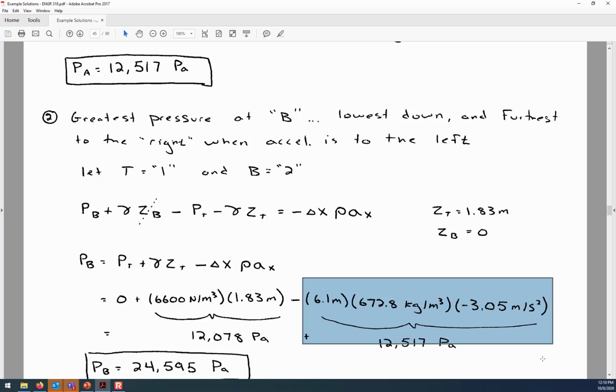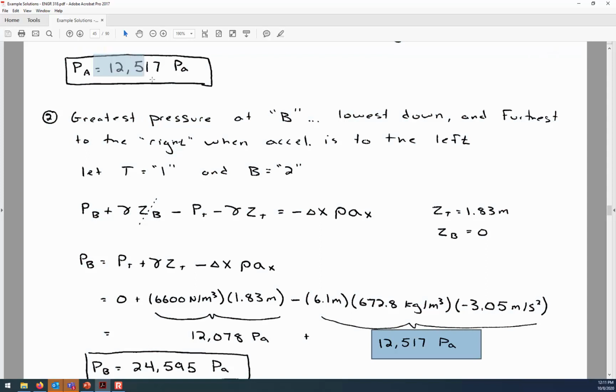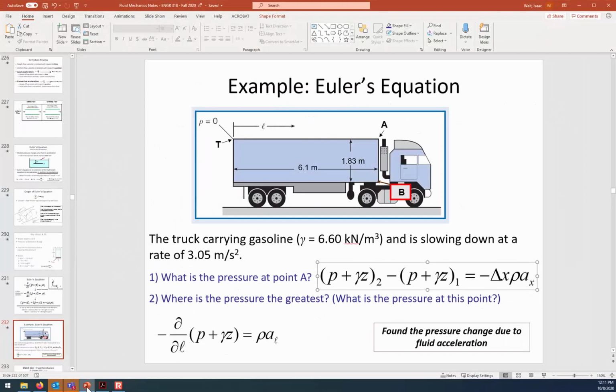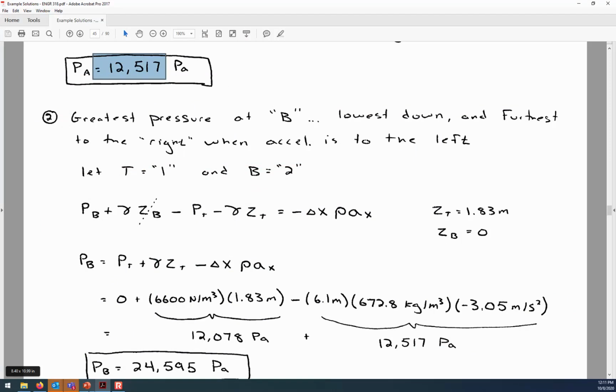24.6 kilopascals. And so you can see this 12,517 was the same as in the previous example, because from side to side, A and B are experiencing the same amount of pressure increase due to the local acceleration. It's just that B is lower down. And so it's got however much pressure there was at A, plus a little bit more because it's deeper in the fluid. So you don't have to manually account for the hydrostatic effect. That's built into Euler's equation, as this demonstrates.